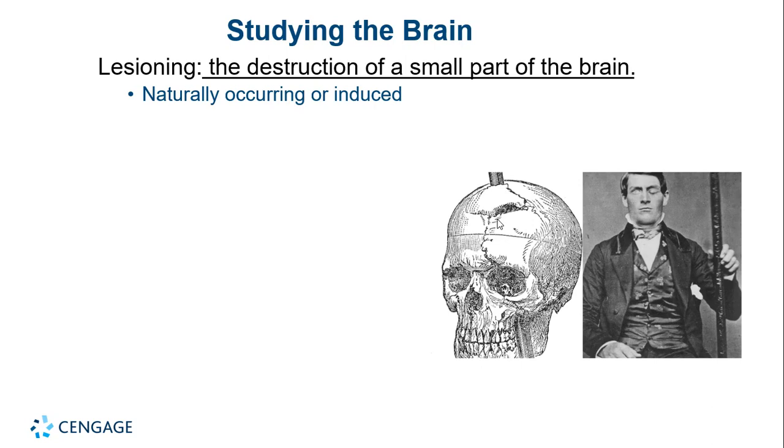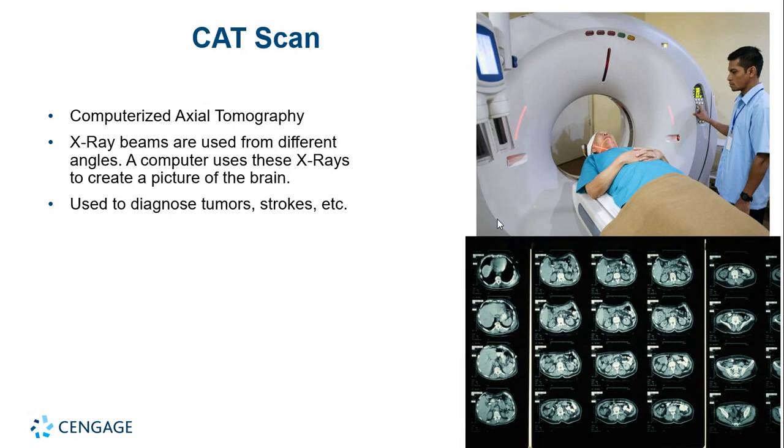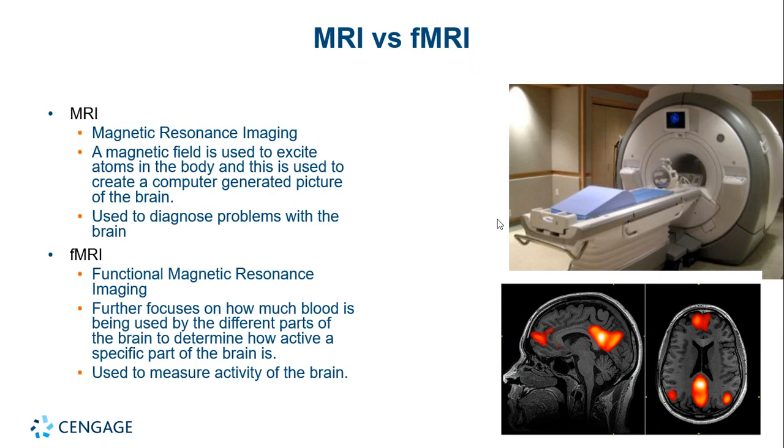So there are other ways to learn about the brain. CAT scans. What CAT scans do is that they send X-rays through the brain, and they send X-rays through different angles, and then a computer makes a 3D image of the brain. An MRI does something similar, but with magnets. The magnets affect the atoms in the brain, which then allow the computer to create an image of the brain.